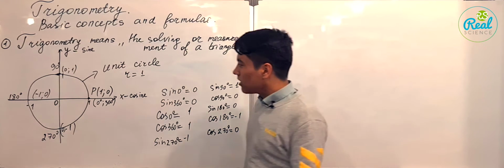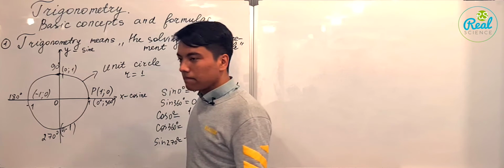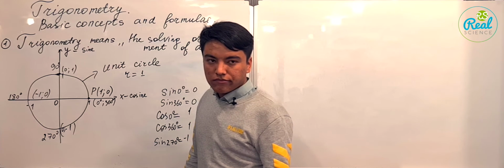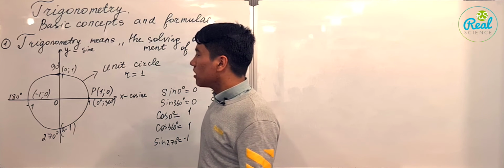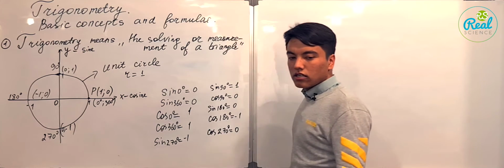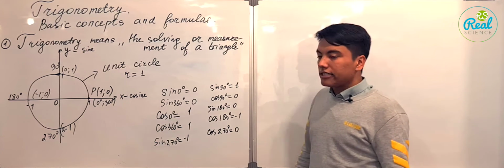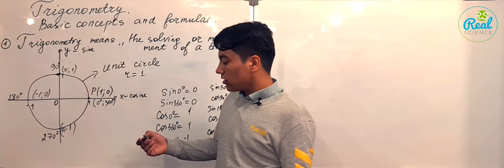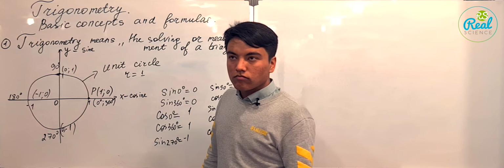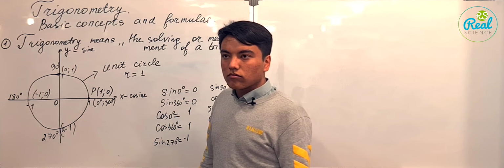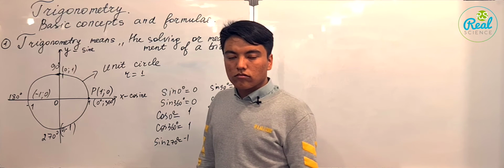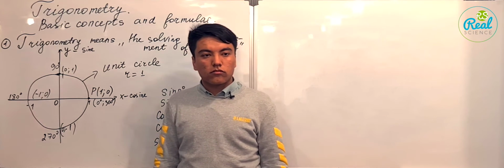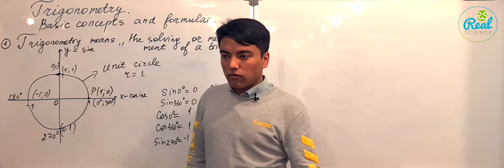Tangent is sine over cosine, so tangent of 0 degrees will be 1 over 0. Look, students, there are some exceptions where we don't have tangent and cotangent, because at these places we would have to divide by 0, but we cannot divide by 0. You're right, we have such cases.